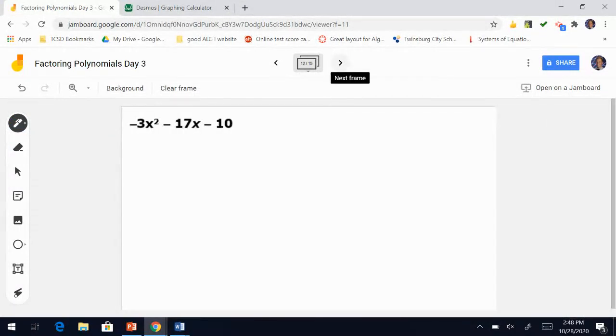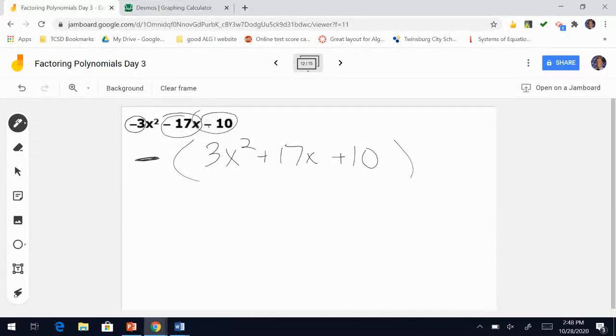What do we do here? The first thing we run into is a negative. So what do you have to do? Factor that negative out. So now what happens? I get 3x squared plus 17x plus 10. If you notice, the first term was negative. It's now positive. The second term was negative. It's now positive. The last term was negative. It's now positive. So all we're doing is changing the signs when we factor out a negative.